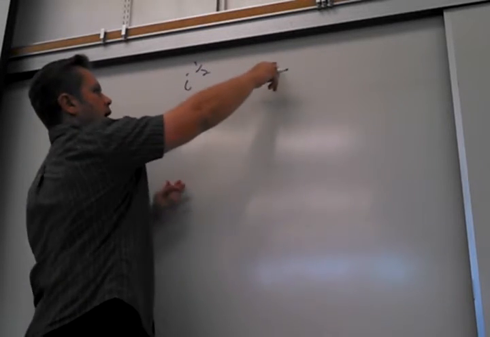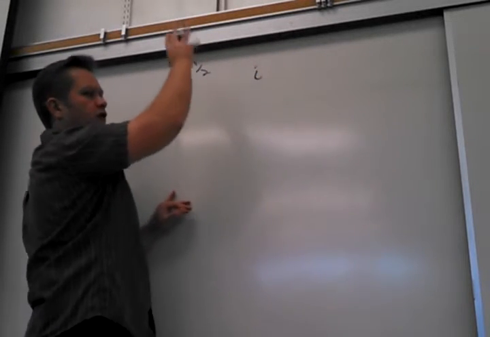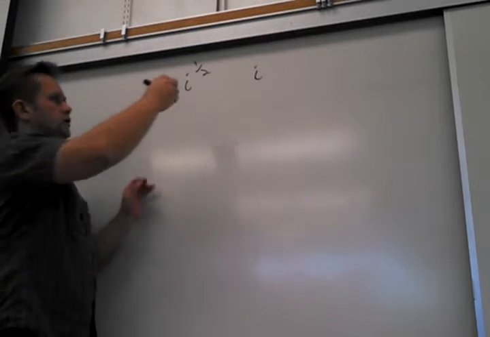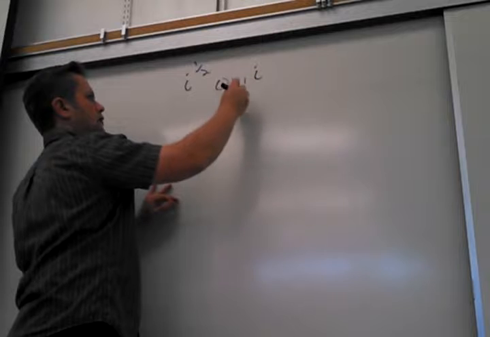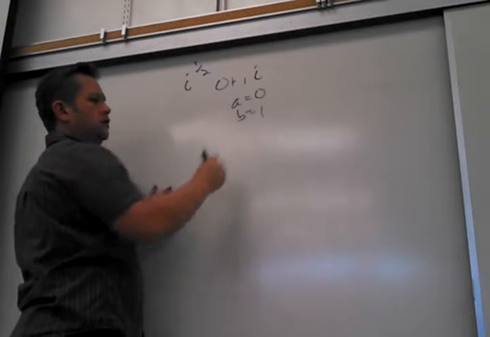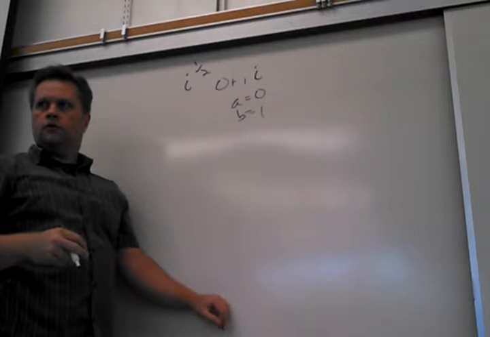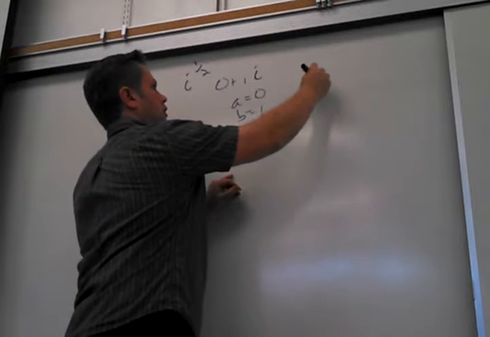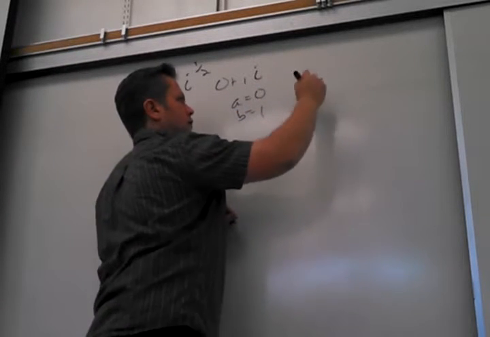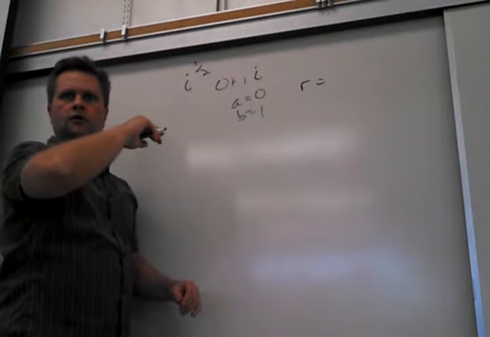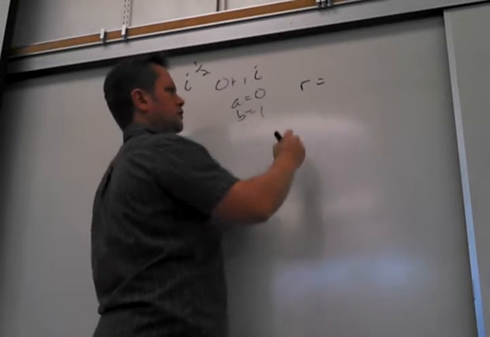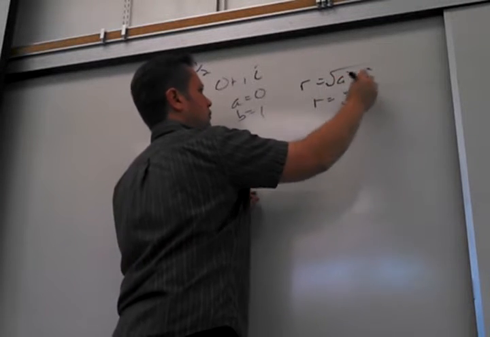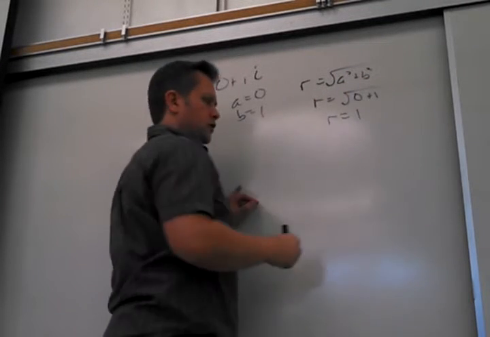So what's weird about i, as far as trying to figure out what a and b are? It's not weird, but you just have to be careful. What's a? 0. Good. So 0 plus 1i. So a is 0, b is 1. So R is... negative? Oh no, because it's squared, so it's i. R is the square root of a squared plus b squared. So R is the square root of 0 plus 1, which is 1. R is 1.